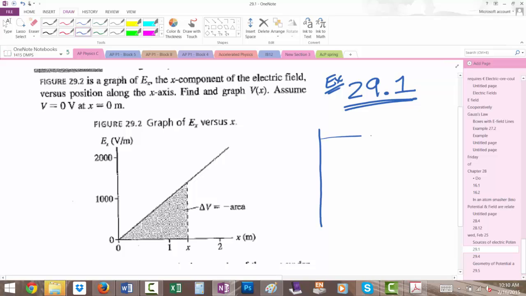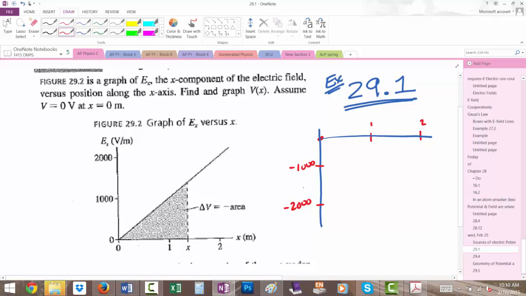Negative. So it starts at 0, 0, right? Yeah. And where does it go through? dx. 1 negative, 2 negative. And then you divide through by q. Right, because q's constant, you can do that. Negative 1,000, and then negative 2,000.